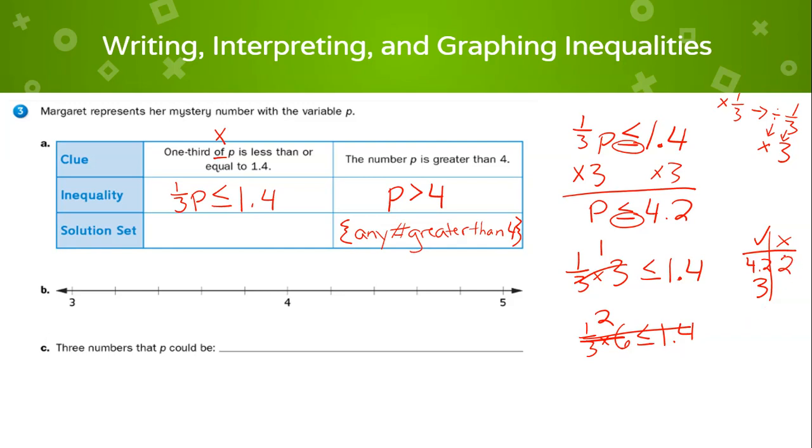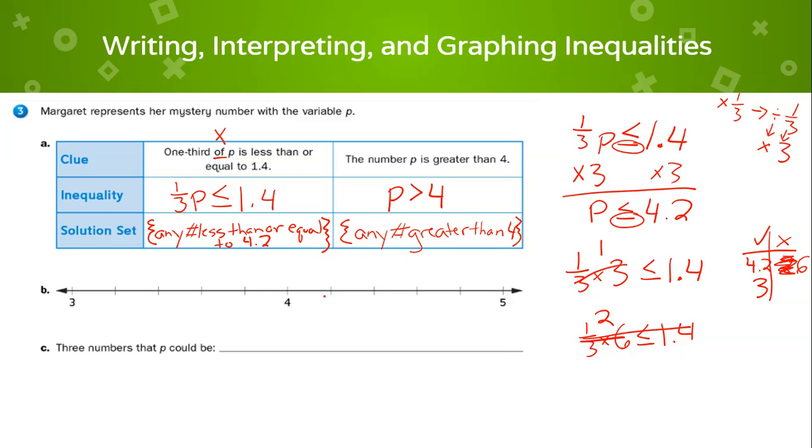Excuse me, the number 6 doesn't work. Wrong one. The number 6 doesn't work. So 4 and 2/10 works. That makes them equal. 3 works, but 6 doesn't work. So for my solution set, I think that it is going to be any number less than or equal to 4 and 2/10. Now we're going to have to graph these.